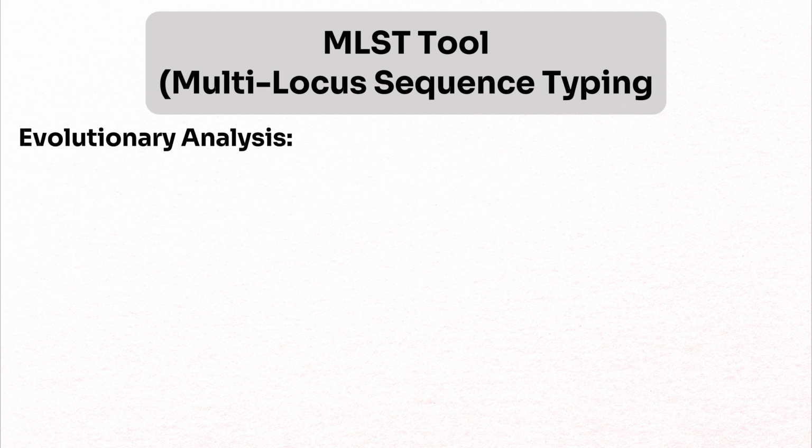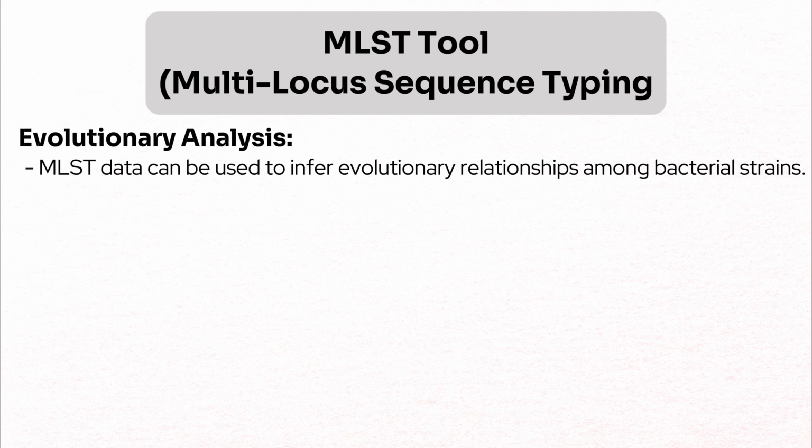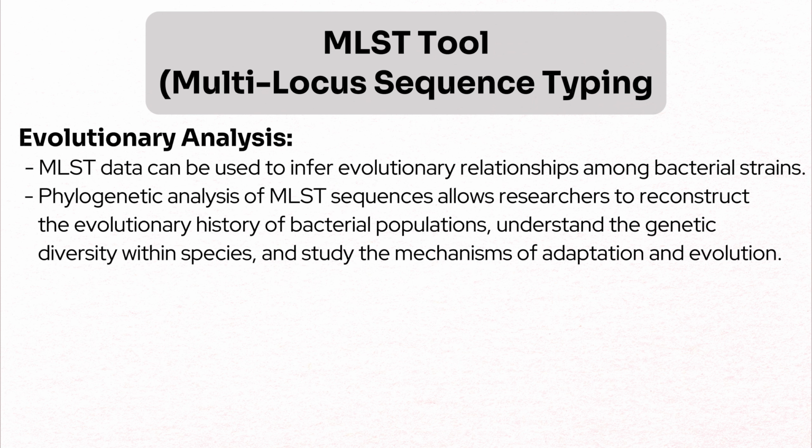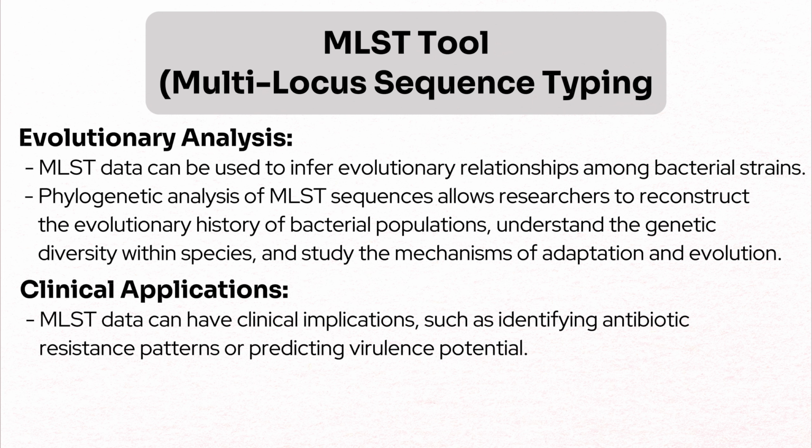Evolutionary analysis. Data can be used to infer evolutionary relationships among bacterial strains. Phylogenetic analysis of MLST sequences allows researchers to reconstruct the evolutionary history of bacterial populations, understand the genetic diversity within species, and study the mechanisms of adaptation and evolution. Clinical applications. MLST data can have clinical implications, such as identifying antibiotic resistance patterns or predicting virulence potential.